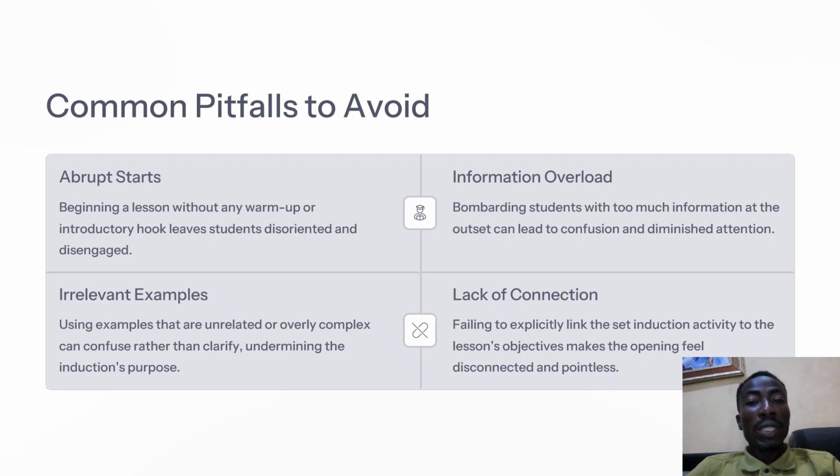Then avoid giving irrelevant examples. Avoid giving examples that could incite anger in students. Avoid examples that could be linked towards religion, towards ethnicity, in fact, towards gender sometimes, towards tribe sometimes.